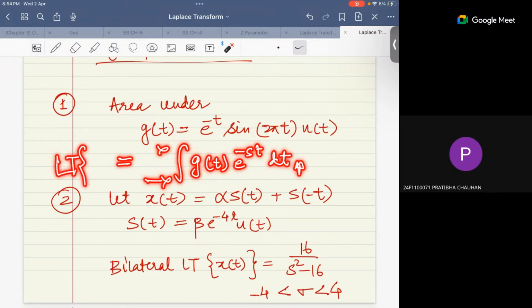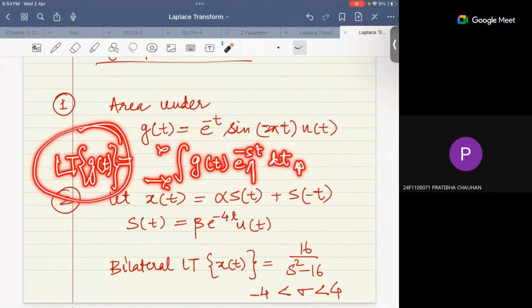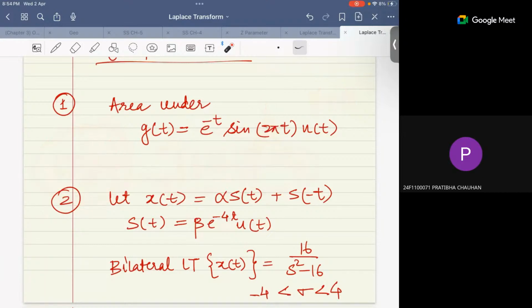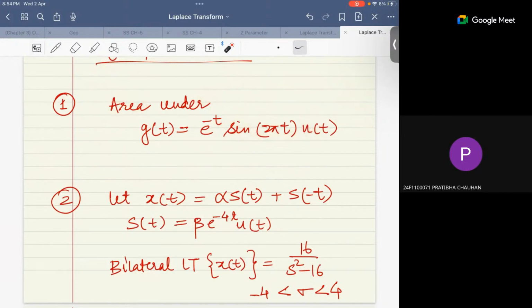So if, for example, you have the Laplace transform and then you put the value of s equals 0, this e to the power minus st will get cancelled, it will be 1. And the remaining part will be what? Minus infinity to infinity g(t) dt, because you have kept s equals 0. If you put s equals 0 in the Laplace transform, you'll get the integrated value. This is pretty simple, right?